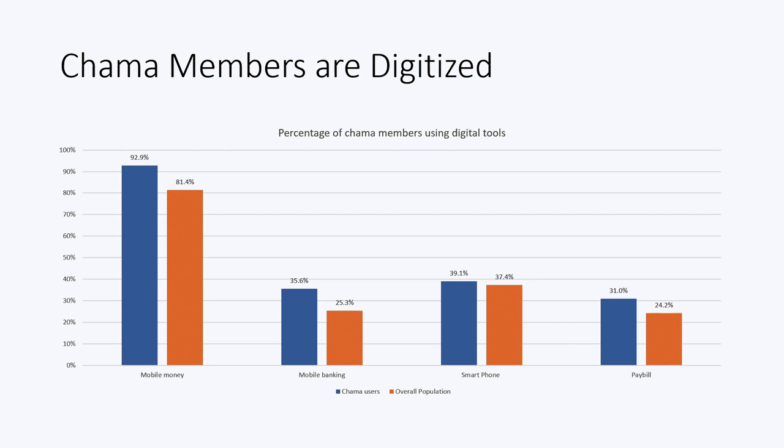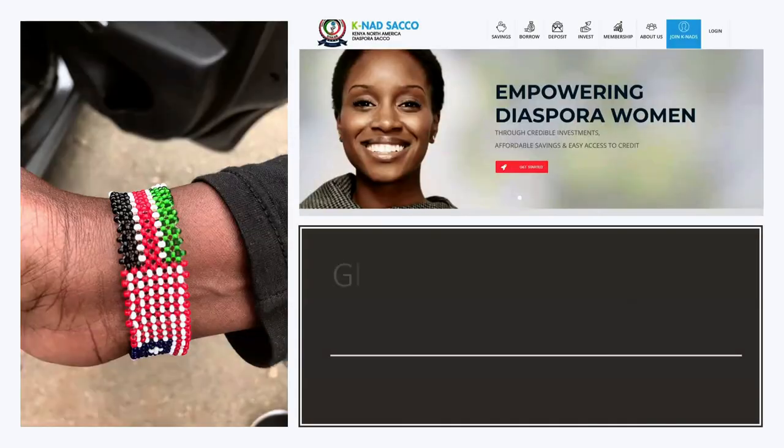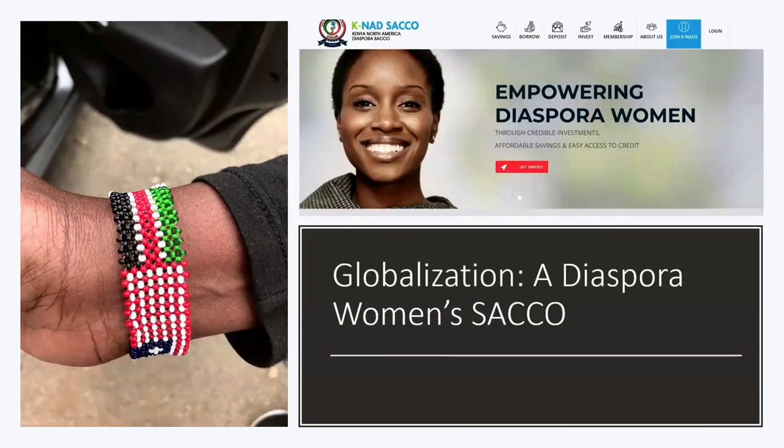So there's that tendency and that trend towards digitization as a kind of tool of everyday life that many people who are in chamas are also getting exposed to and using. Okay, and so the final trend, I think, is really globalization, and that we can talk about in terms of this increasing sophistication. So here's our final case study then.